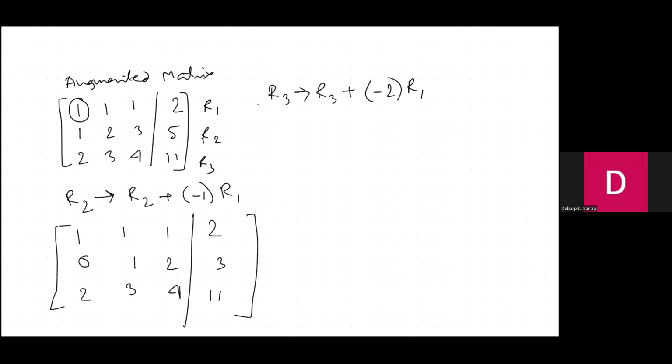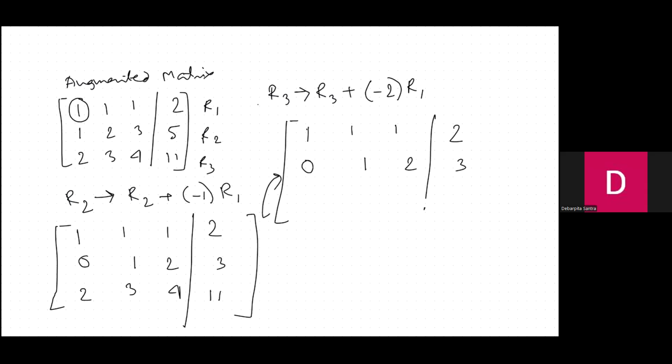That is the row operation: R3 is equal to R3 plus minus 2 into R2. So what is the new matrix? Just consider the previous one, that was 1, 1, 1, 2. Now the second row remains unchanged, 0, 1, 2, 3. So it comes from this.